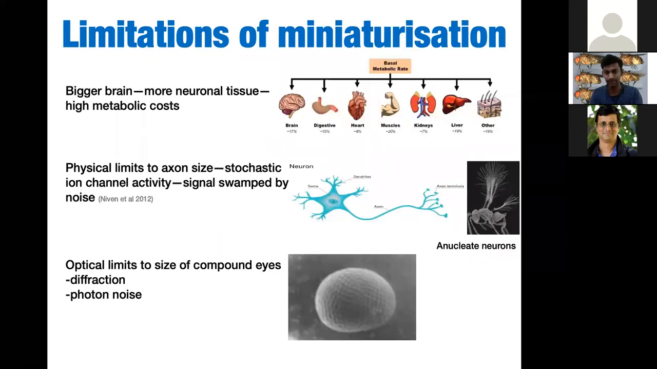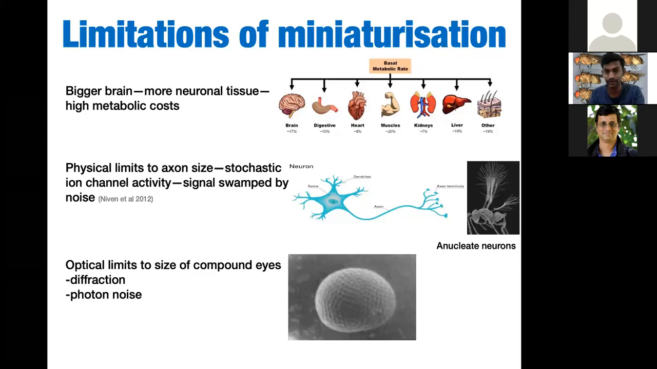Right. In addition to that, there are a lot of other limitations to how small one can get. As explained before, the nervous system is one of the most demanding organ systems when it comes to metabolic rate, so it consumes the most energy. If you want to retain that bigger brain, you need to spend a lot of energy, so you will have higher metabolic costs basically.